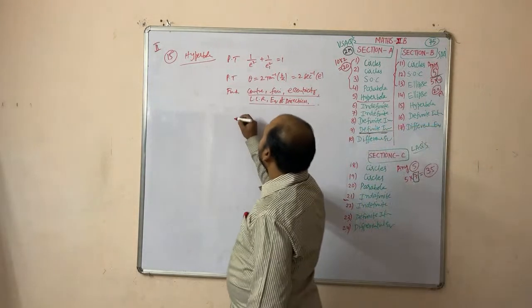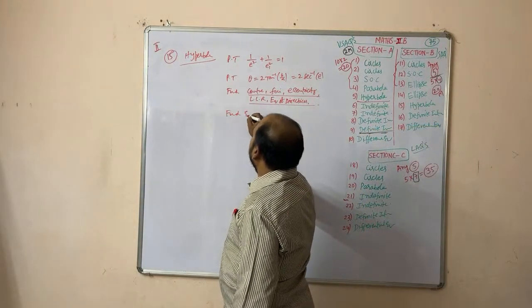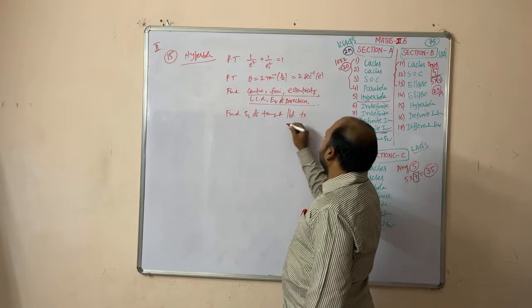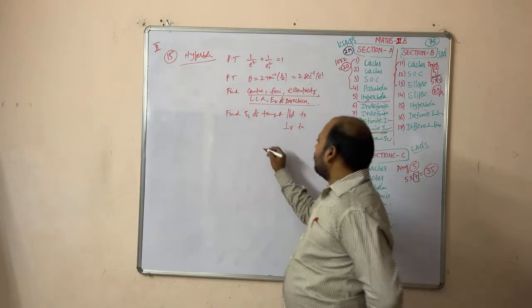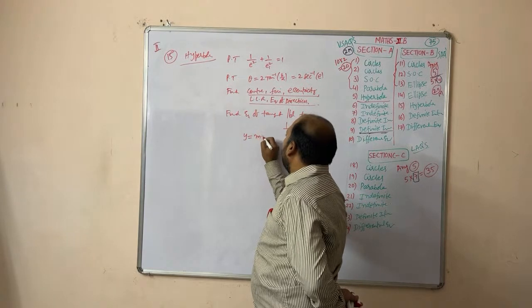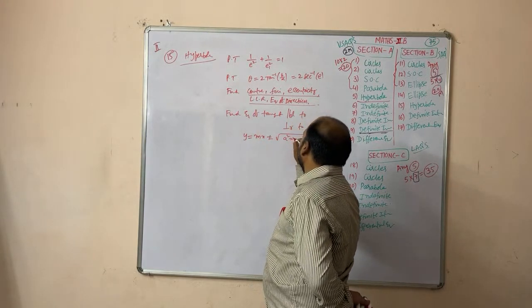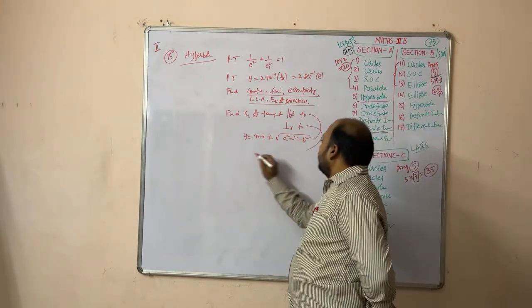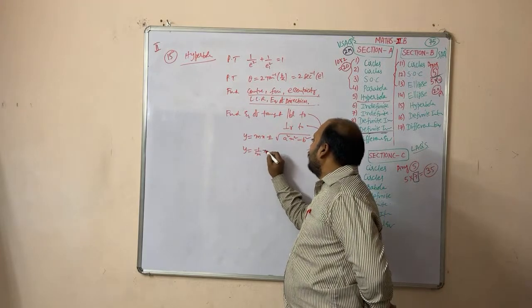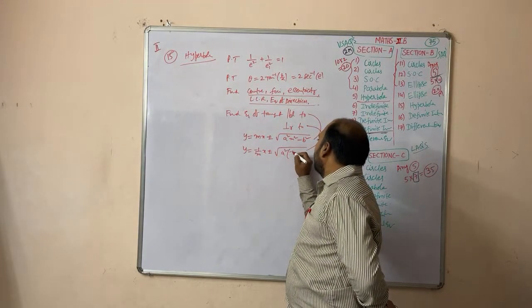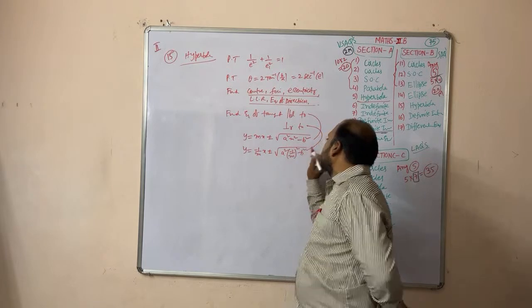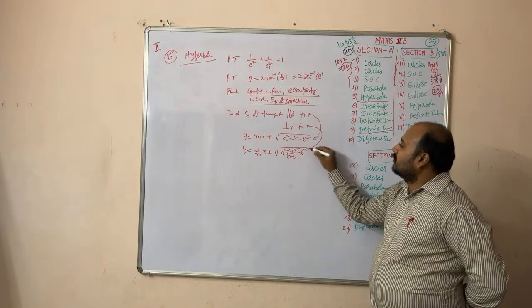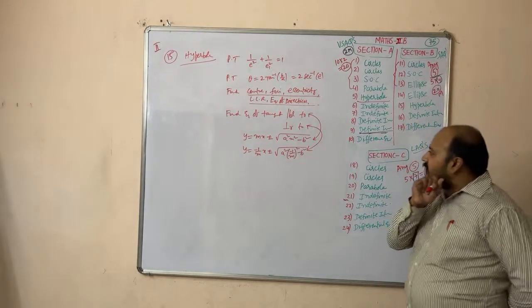Now, again, find equation of tangent parallel to given line, perpendicular to given line. Here the formulas: y is equal to mx plus or minus root of a square m square minus b square, parallel case. Perpendicular: y is equal to minus 1 by m into x plus or minus root of a square into minus 1 by m whole square minus b square. Parallel and perpendicular. So these are the possibilities they will ask.